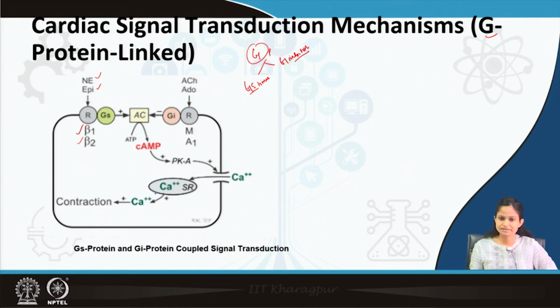So, beta 1 and beta 2 receptors. This norepinephrine and epinephrine will bind to the G stimulatory proteins and stimulate the adenyl cyclase enzyme. Now, this beta 2 I am talking about the heart, which will increase the contractility. These are the cardiac receptors I am talking about. So, adenyl cyclase will get stimulated, there will be formation of cyclic AMP.